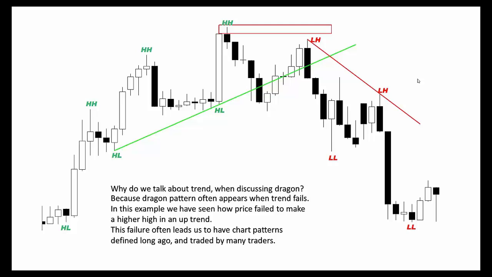Why do we talk about trend when we're discussing a dragon? Because dragon pattern often appears when trend fails. In this example, we have seen how price failed to make a higher high in an uptrend. This failure often leads us to have chart patterns defined long ago and traded by many traders.